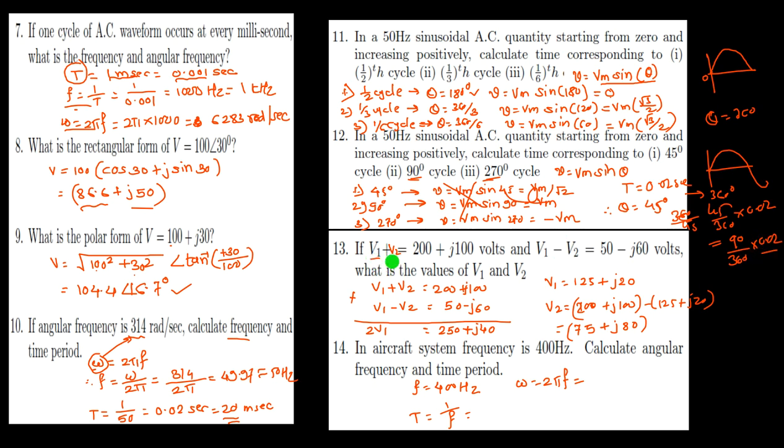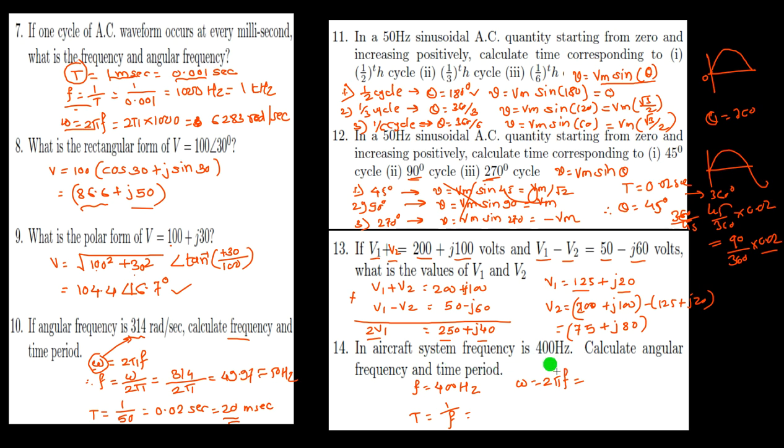If V1 plus V2 is equal to 200 plus J100 and V1 minus V2 is equal to 50 minus J60 volts, what is the value of V1 and V2? So you add V1 plus V2 and V1 minus V2, that is 200 plus J100 and 50 minus J60. So you will get 2V1 is equal to 250 plus J40. So V1 is equal to 125 plus J20. Substitute that value in this equation, and you will get V2 is equal to 75 plus J80.